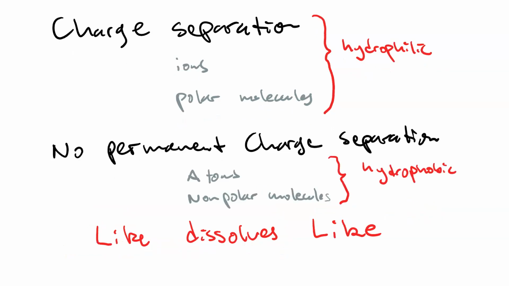So the big idea here is like dissolves like. Hydrophilic substances are soluble in other hydrophilic substances. Hydrophobic substances are soluble in other hydrophobic substances. But hydrophilic substances and hydrophobic substances do not mix. Like oil and water. If you put oil and water in the same cup and stir it up, you'll see the oil all floats to the top and the water stays on the bottom.